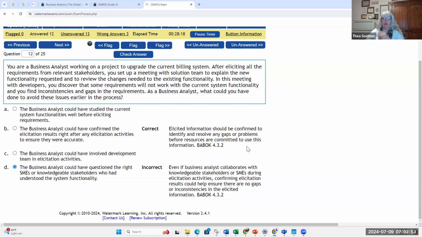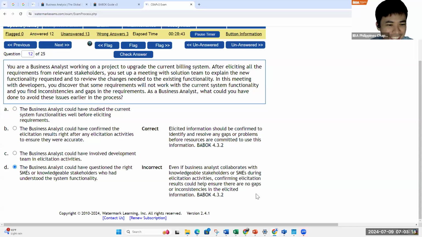Elicited information should be confirmed to identify and resolve gaps or problems before resources are committed to use this information. And even if the business analyst collaborates with the knowledgeable stakeholders or SMEs during the elicitation activities, confirming elicitation results could help ensure there are no gaps or inconsistencies in the elicited information.